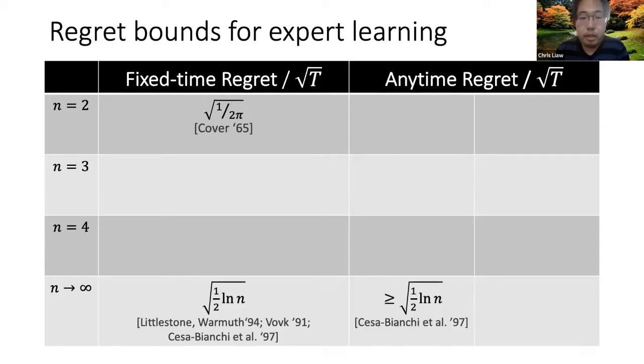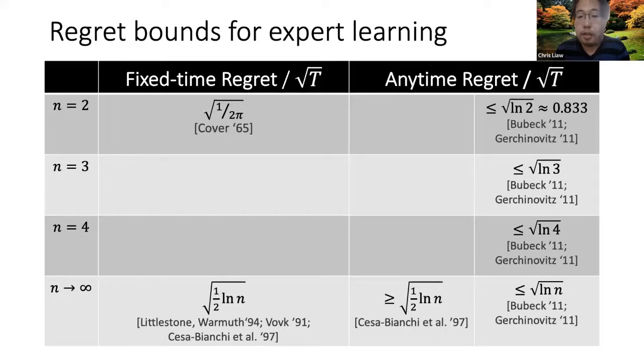Okay, so any lower bound for the fixed time setting carries over to the anytime setting. So in the anytime setting, we also have the square root 1/2 times ln n lower bound. And in terms of upper bound, multiplicative weights with the correct step sizes can obtain regret square root ln n for any value of n. And this was previously the best result for any value of n. For n equals 2, Lowell and Shapiro also showed a lower bound of square root 1/pi in the anytime setting.